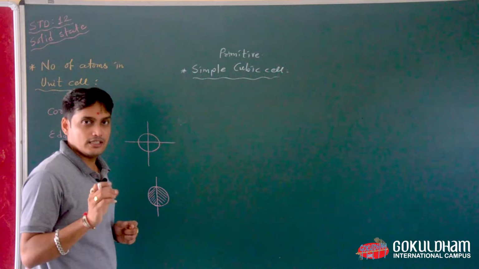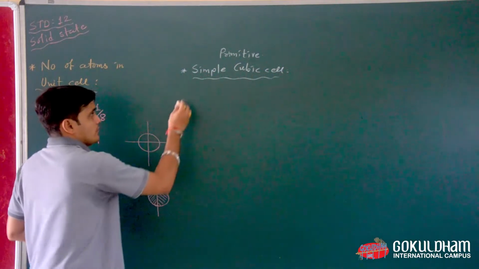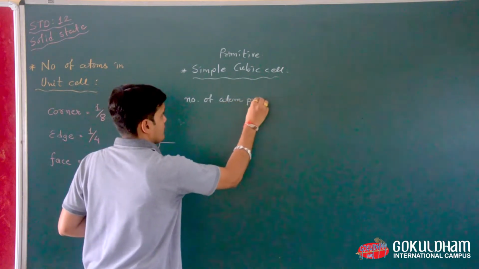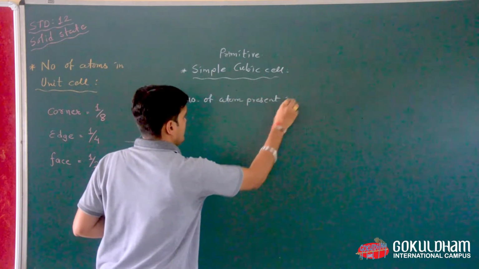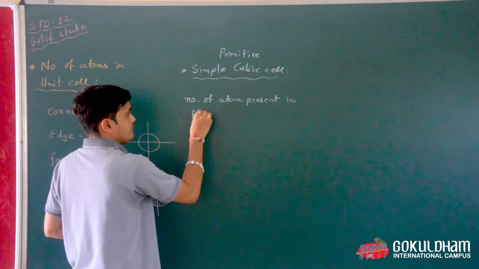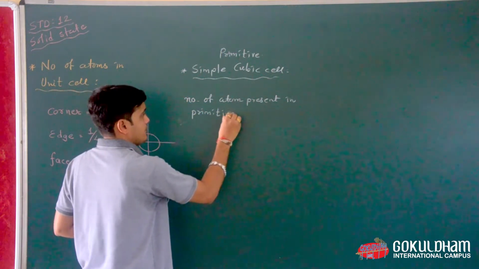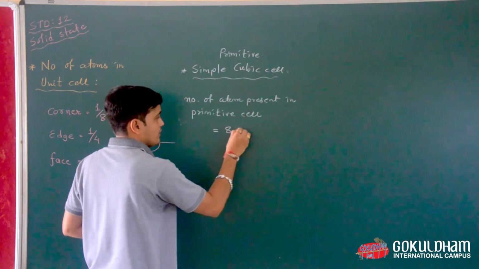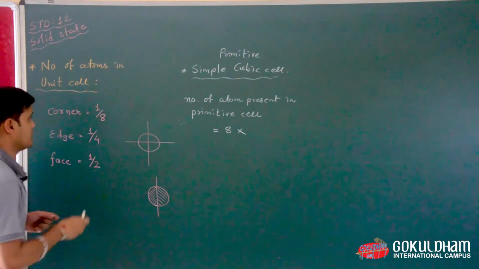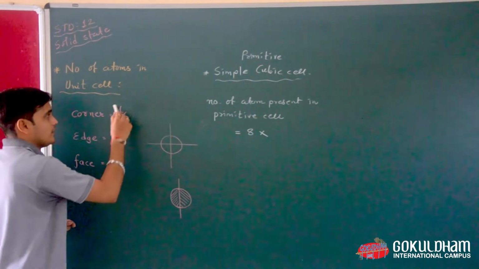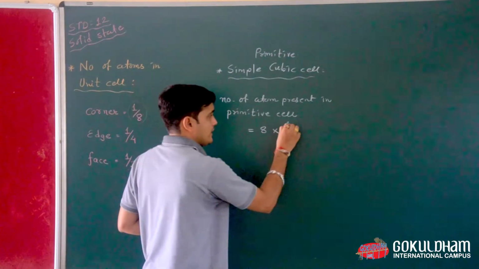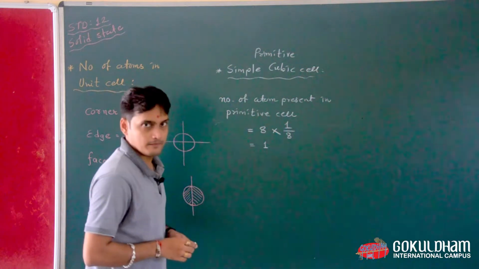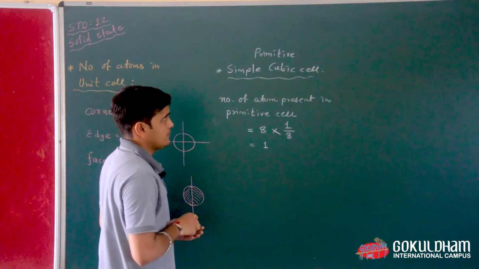The number of corners is 8. So the number of atoms present in a primitive cell is equal to 8 corners. When your word is corner, you have to multiply by 1 by 8. So 8 into 1 by 8 is equal to 1. The simple calculation for the simple cubic cell.